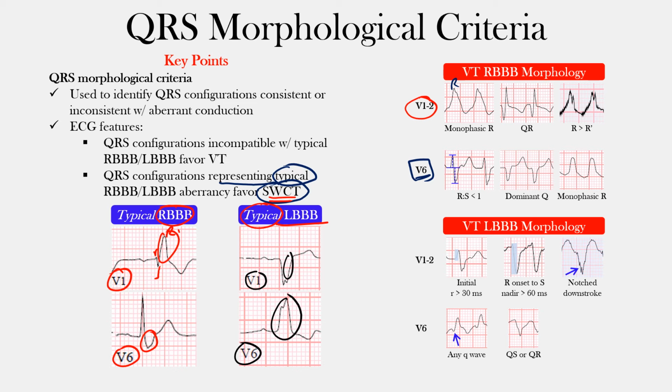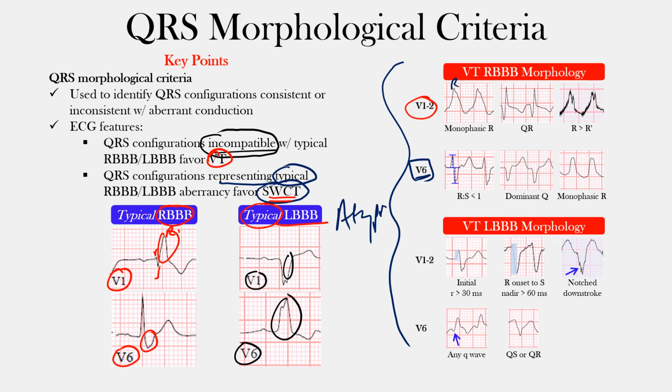However, if you have configurations of these complexes that are incompatible, okay, so they're atypical of left or right bundle branch block, then it's most likely VT. And so what we're looking over here are these atypical features that are more likely characteristic of VT.